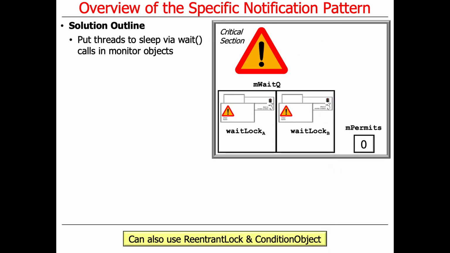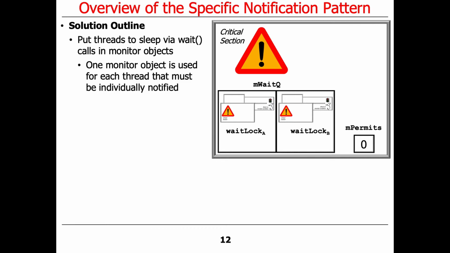So here at a high level is the way this pattern works. You can either use monitor objects or you can use reentrant lock and condition objects. They both work in much the same way. So what you do is you have threads go to sleep by making wait calls or await calls if you're using reentrant lock and condition objects, as in the monitor objects. So you can end up with sort of a queue of these things.